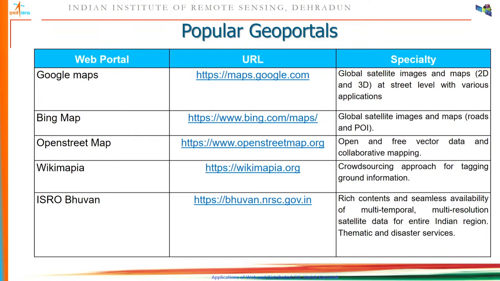ISRO Bhuvan is a website hosted by ISRO, which provides rich content and the seamless availability of multi-temporal, multi-resolution satellite data for the entire Indian region. It also hosts data related to thematic domains and disaster services. You can access it through the domain bhuvan.nrsc.gov.in. You can download satellite data and the digital elevation model, or DEM, generated from satellite-based observation, that is from the Cartosat-1 satellite, and this can be downloaded for the entire India.